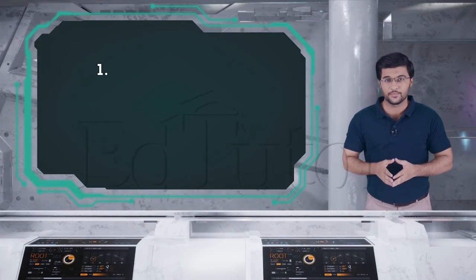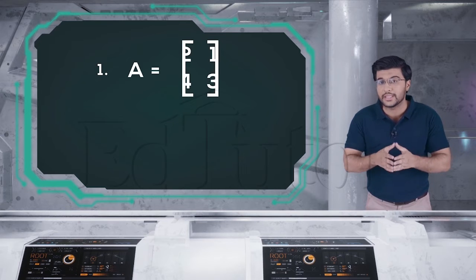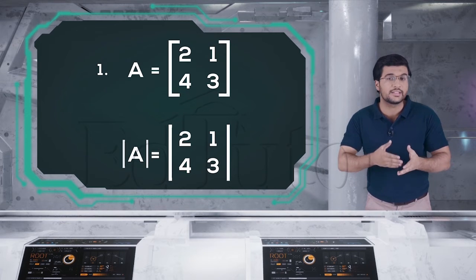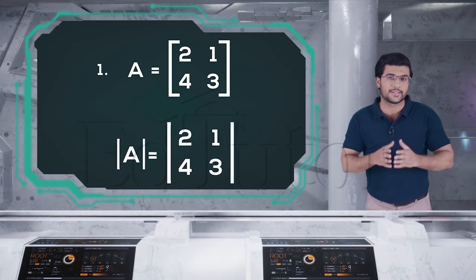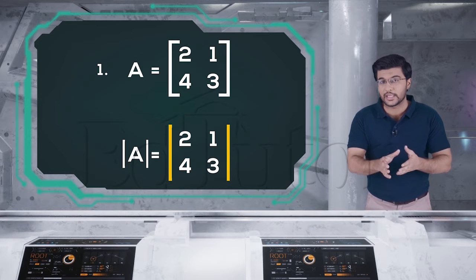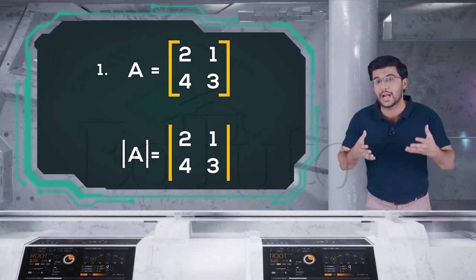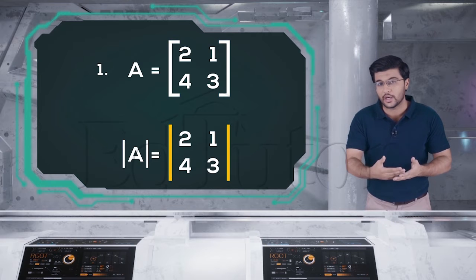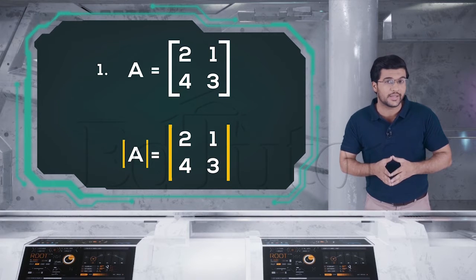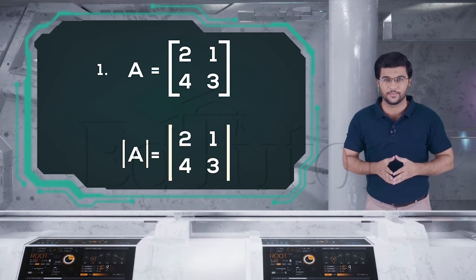Point number 1. Suppose we have a matrix A. Then its determinant will look like this: A with vertical bars. Two vertical bars replace the brackets. A vertical bar comes on each side of the matrix name as well.